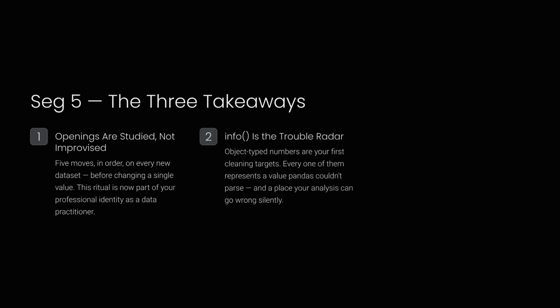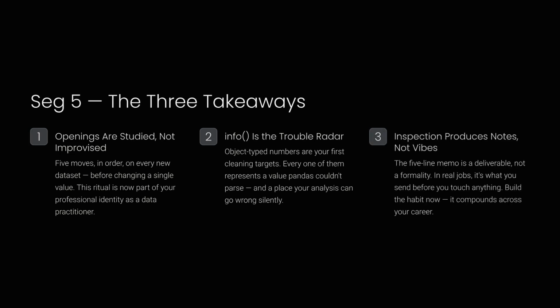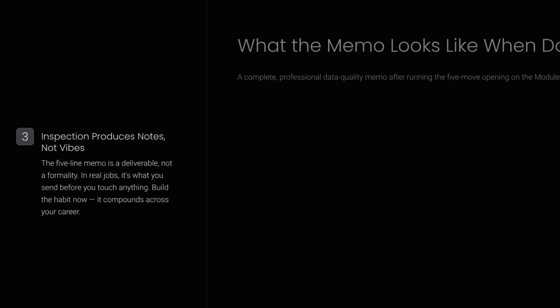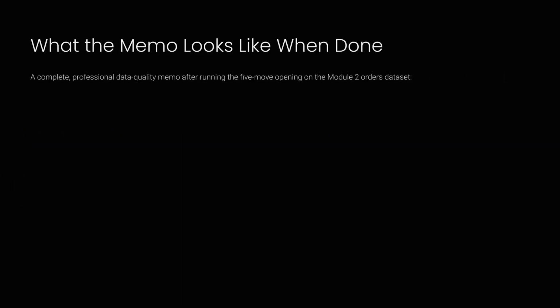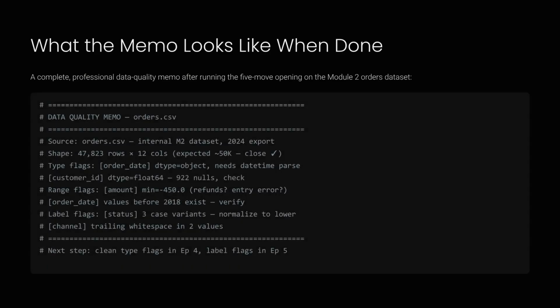Info is your primary trouble radar, and your inspection should always result in a written memo. Thank you for joining this module. Now that you've mastered the process, here is what a professional data quality memo looks like when it's finished. It serves as a clear, concise summary of the dataset state, highlighting exactly what needs your attention next.